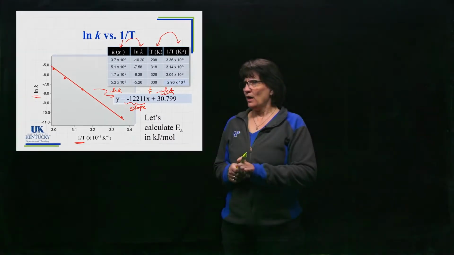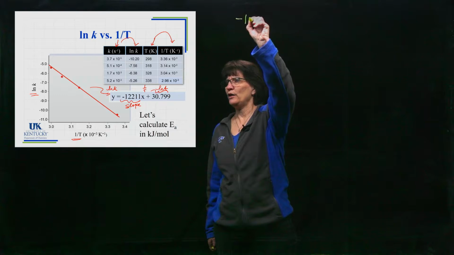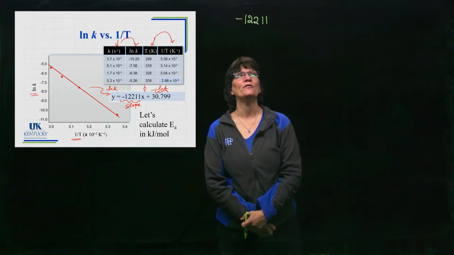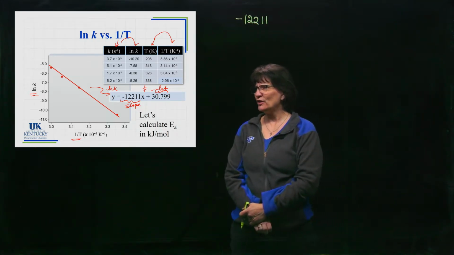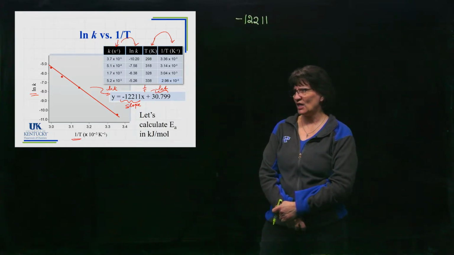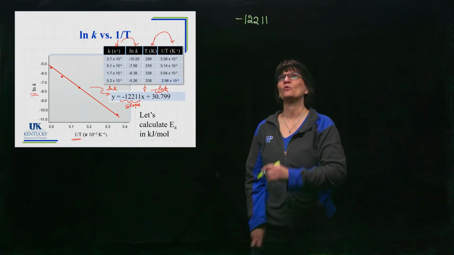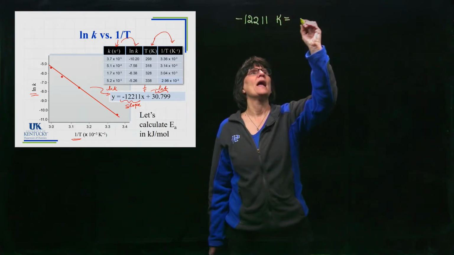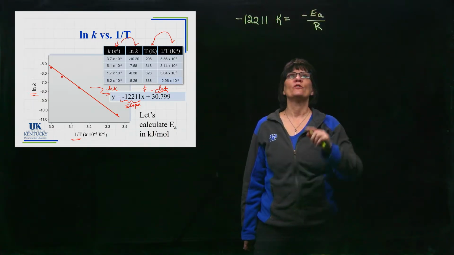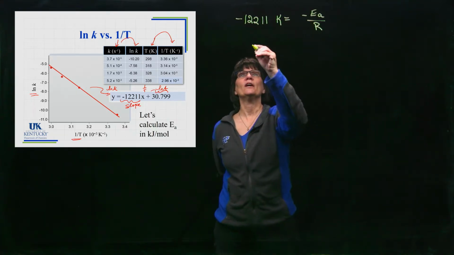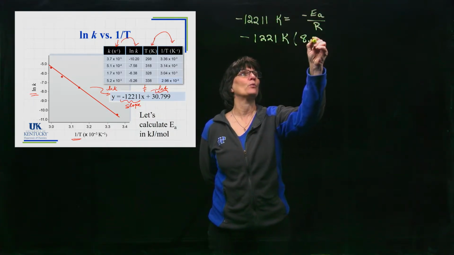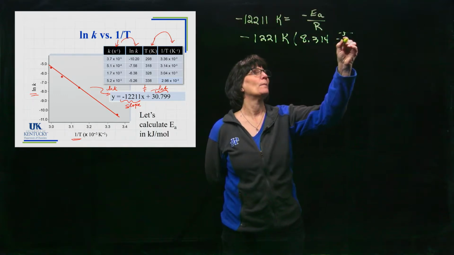We've got a value of the slope equal to negative 12211, right? That's what I'm reading right off the graph that this gave me. Now the units of that, since it's a change in y, which has no units, over the change in x, and the change in x is Kelvin to the minus 1, the units are going to be Kelvin. And that is equal to negative E sub a over R. So if I want to plug in R, I have negative 12211 Kelvin times 8.314 joules per mole Kelvin.